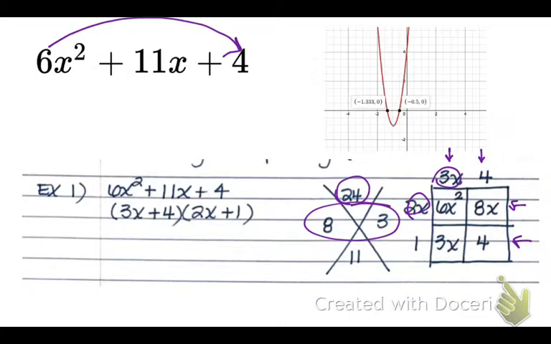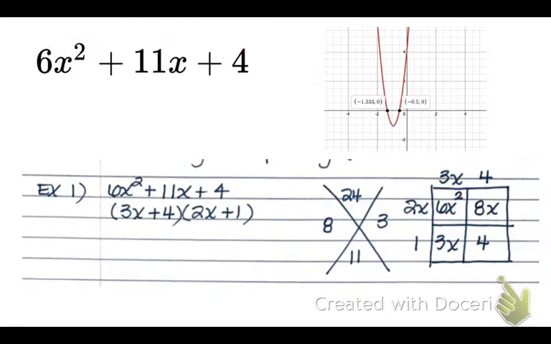And then the last thing that you do is you take these values here. So these are your factors of that polynomial. So this one would become 3x plus 4, and this one would be 2x plus 1. And we factored that quadratic polynomial.